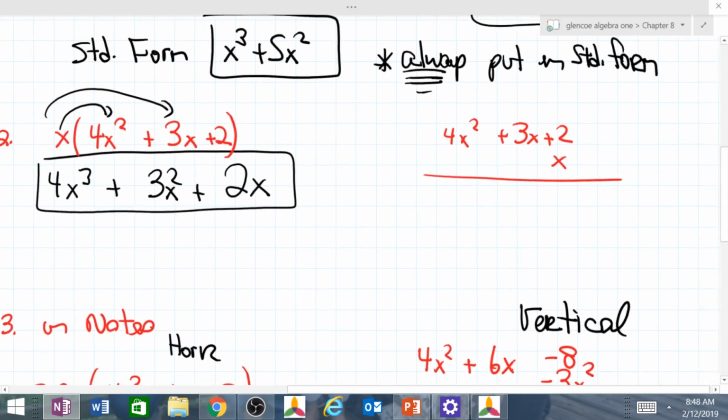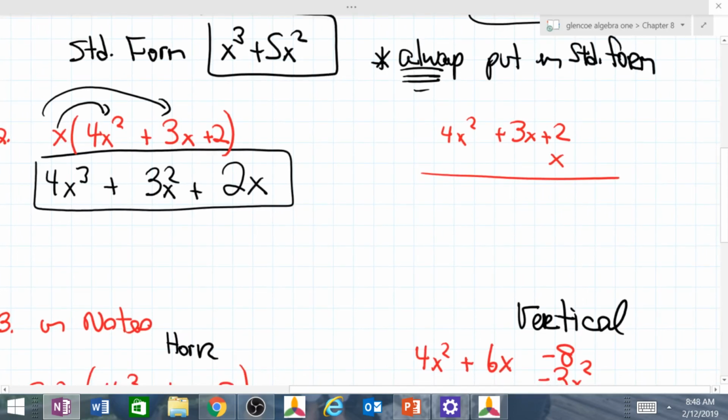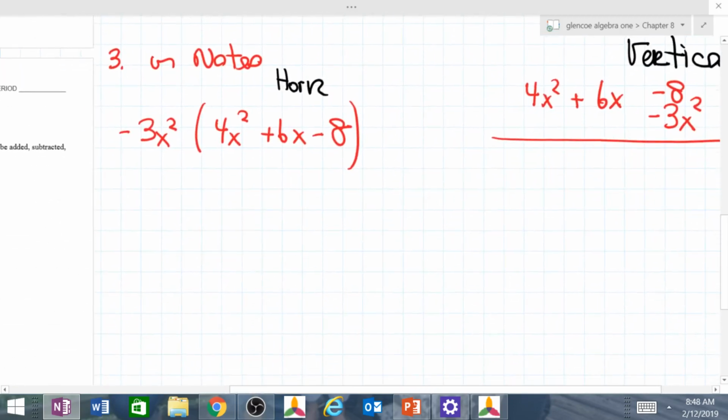And then the vertical method, it's kind of like when you multiplied in elementary school, when you multiplied one number times 3 or so, we're going to go up first. X times 2 is 2x. So we're going to go up. Then x times 3x is what? And then x times 4x squared is 4x cubed. Good job. All right, so this is the problem that was in your notes.